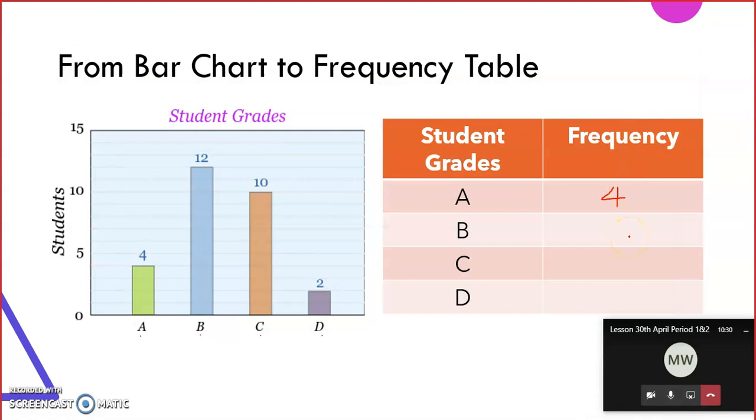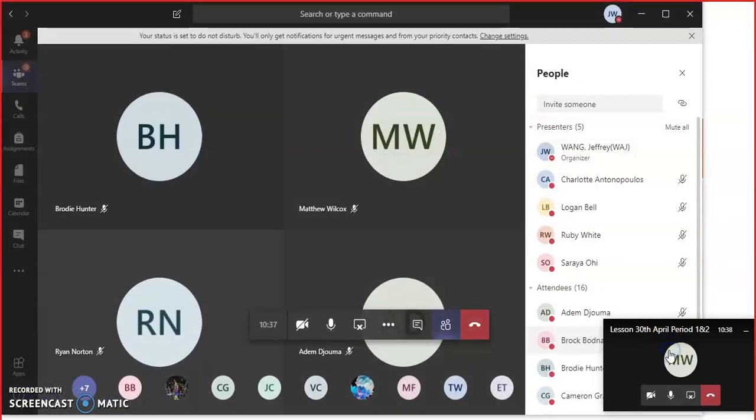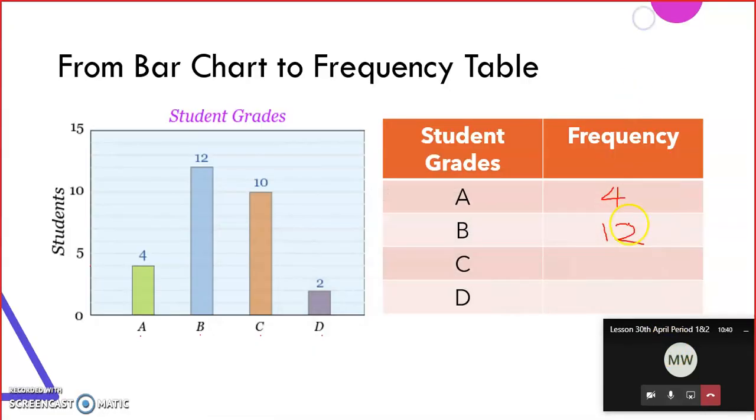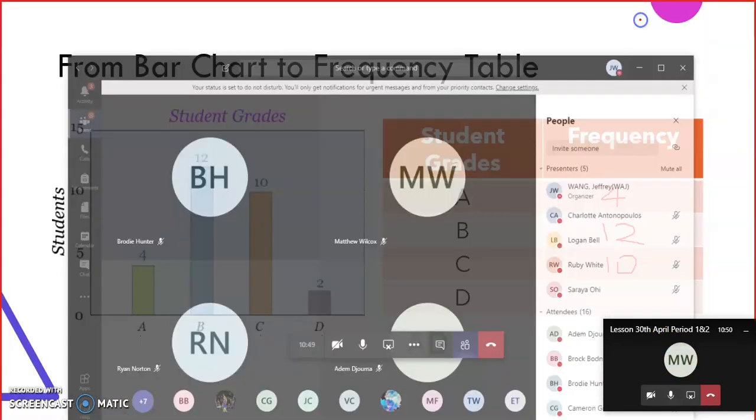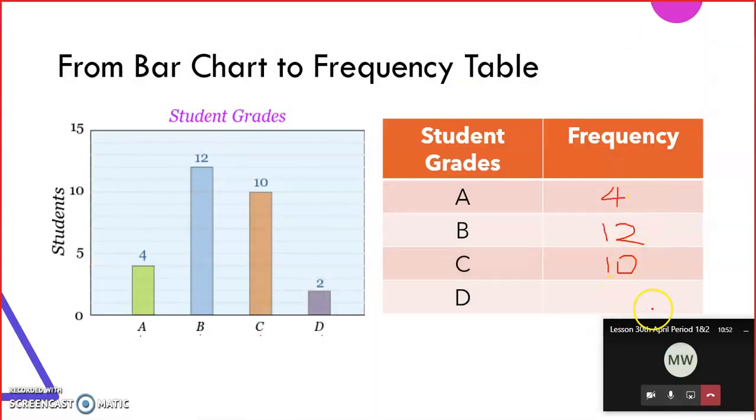Good. So can you tell me which number do I put in here? 12. Good. Easy as that. Okay, and Soraya, can you tell me which number do we put in here? 10. Good. Very confident answer. And also for Adam, which number do I put in at the bottom? 2. Good. All right. So that's how we convert a bar chart.